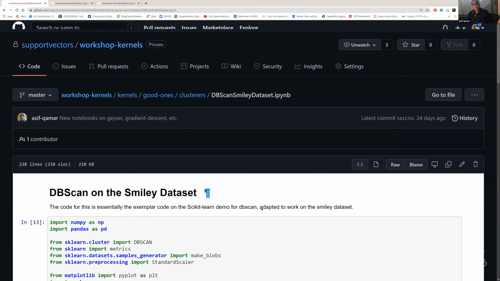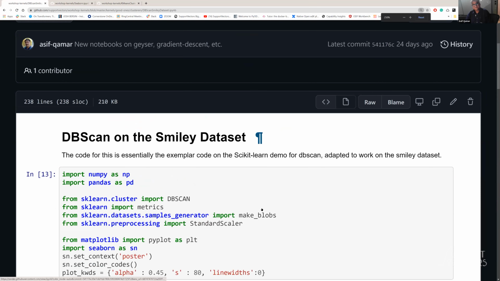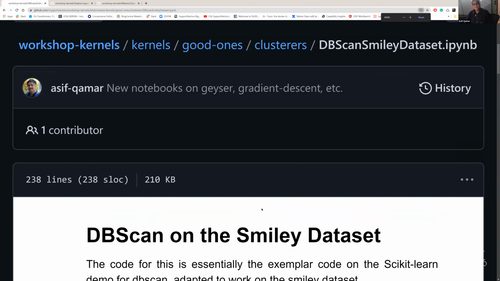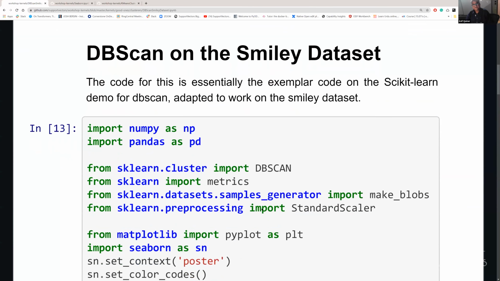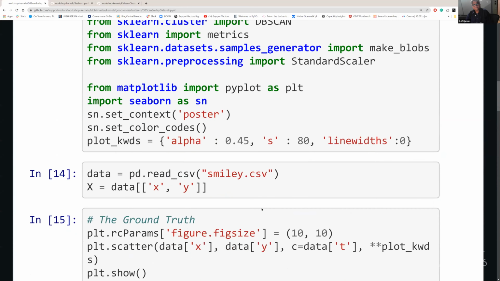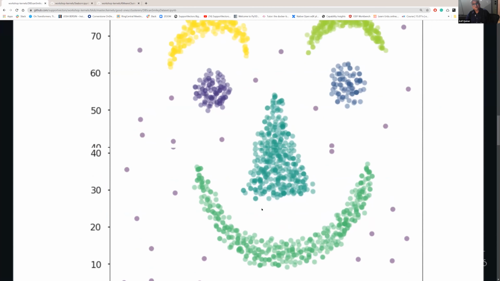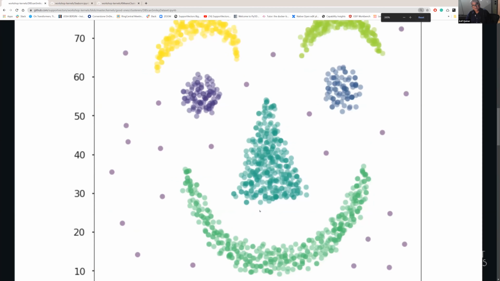Let's try the same thing with DBSCAN. Same data. This is the original data. I hope you recall that.